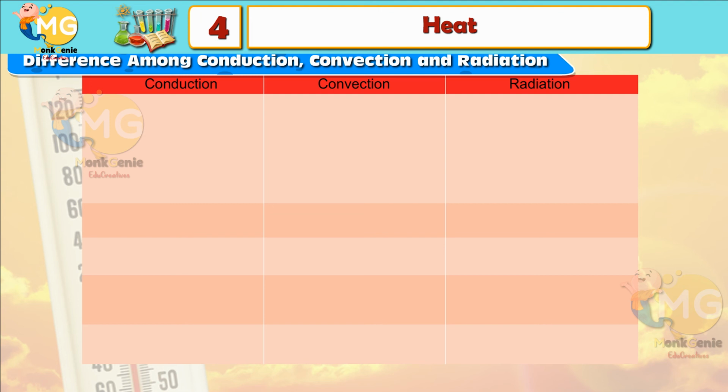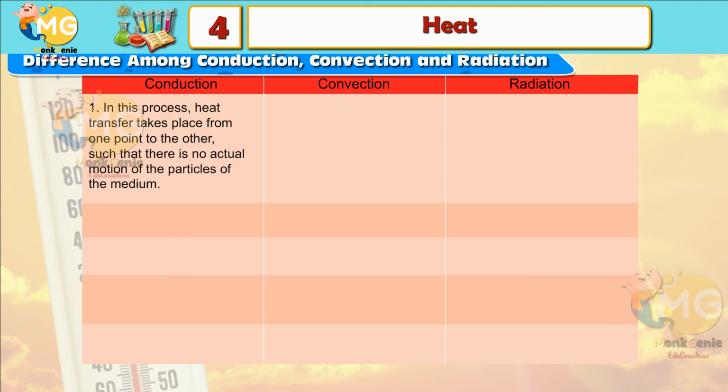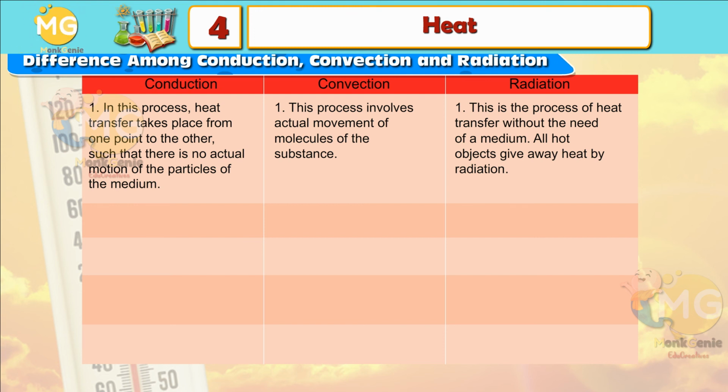Conduction, convection, radiation. In conduction, heat transfer takes place from one point to the other, such that there is no actual motion of the particles of the medium. In convection, this process involves actual movement of molecules of the substance. In radiation, this is the process of heat transfer without the need of a medium. All hot objects give away heat by radiation.